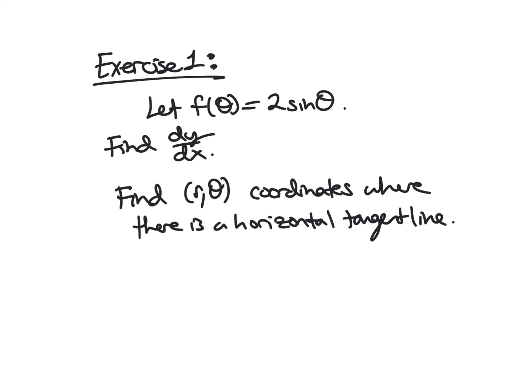All right, so for your first exercise, I want you to consider the function f of theta equals 2 sine theta. You should graph this, by the way, and you should be paying careful attention to how far you need to go with theta in order to trace out the whole curve. Then I want you to find dy dx first, and then, thinking about my previous statement, find the unique r theta coordinates where there is a horizontal tangent line.